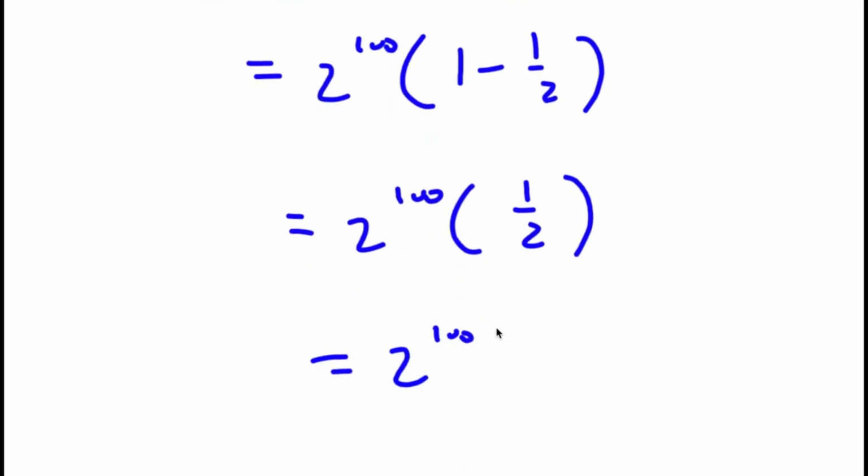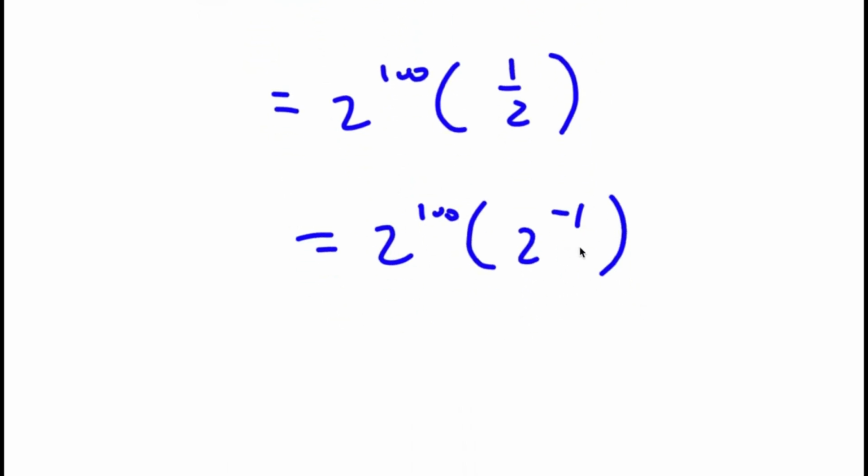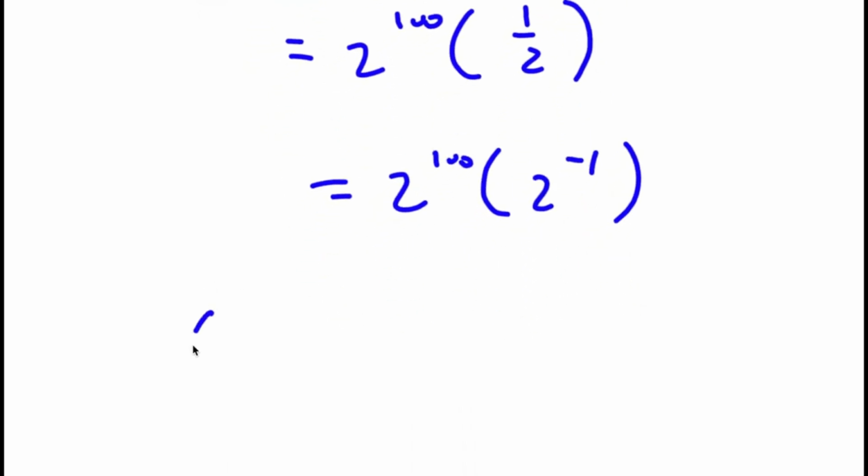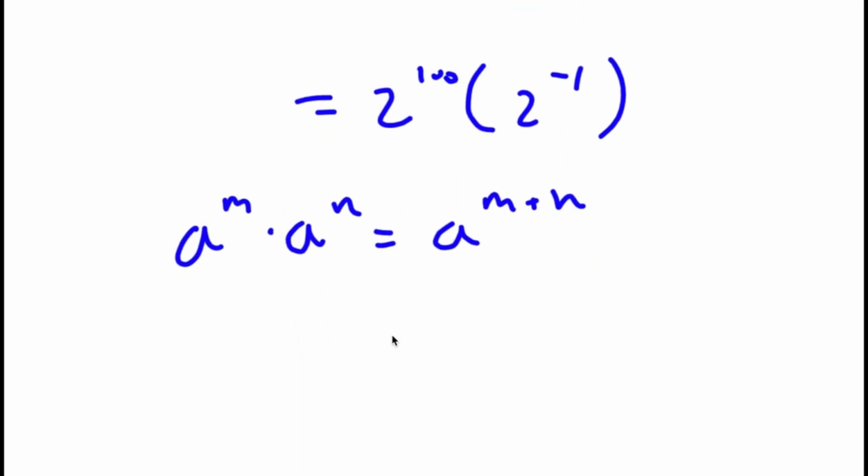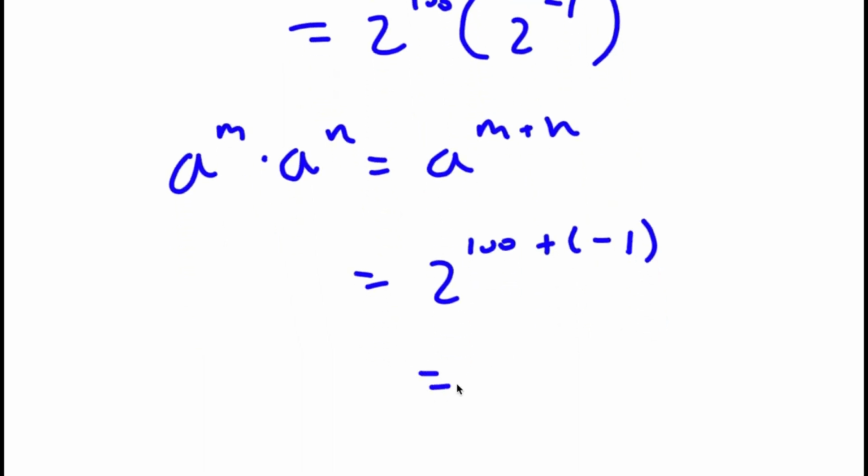So now I have 2 to the power of 100 times 2 to the power of negative 1. And remember, if I have something in the form a to the power of m times a to the power of n, this is equal to a to the power of m plus n. So 2 to the power of 100 times 2 to the power of negative 1 is equal to 2 to the power of 100 plus negative 1, which is equal to 2 to the power of 99. So this is my answer.